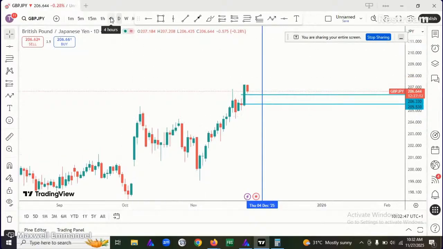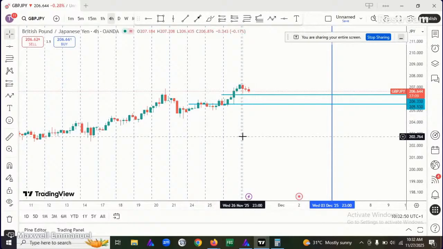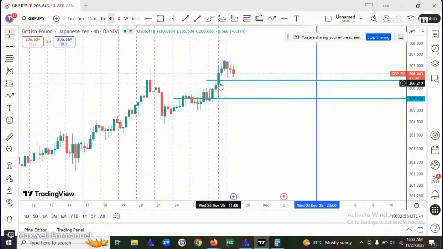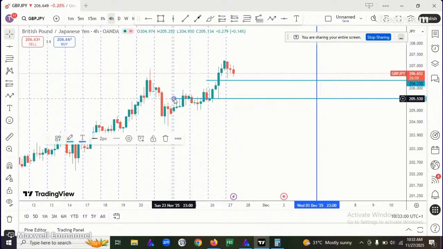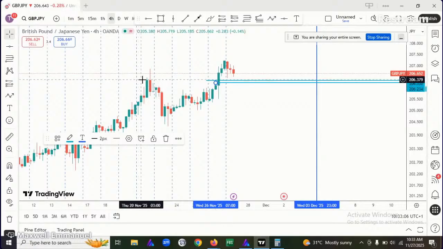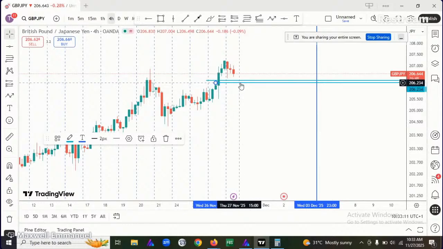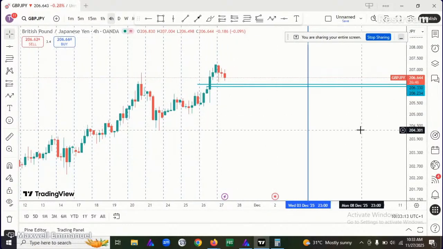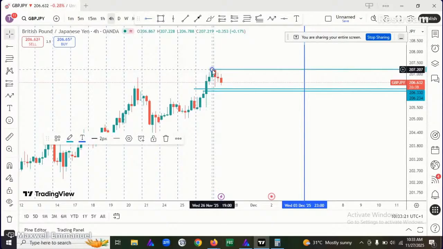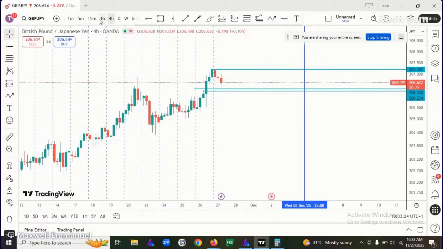So there's a high probability it's going to get to this level. You can see this fair value gap. They might also use that opportunity to fill this fair value gap. So this will be a very good area. You can see this fair value gap is in confluence with this resistance turned support. This would be a very good area to consider buying GJ. And if you are buying GJ, your target should be this high.